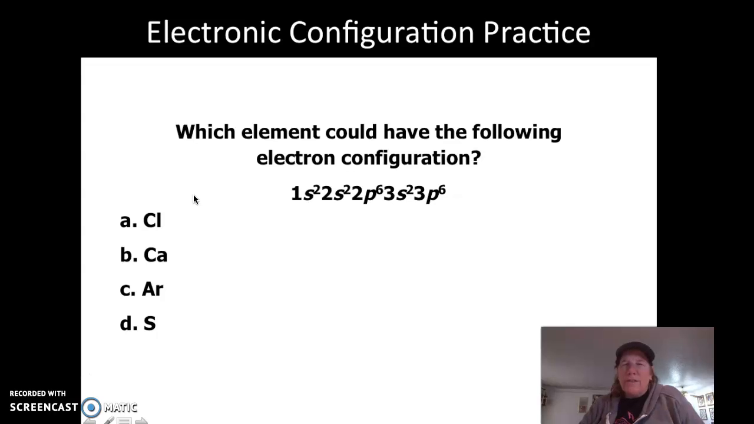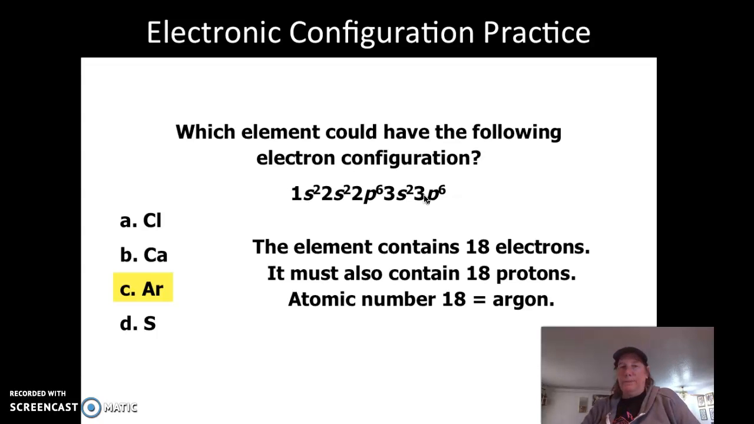Which element would have this configuration? It ends at 3p6. This is the easiest way to do it. You go 2, 4, 10, 12, 18. The atomic number 18 is argon. Okay, that's the easiest way when you're trying to find an element: just add up the exponents and that equals the atomic number. You can go to the column, but sometimes they get a little messed up. Just add the exponents; it's by far the easiest way to do it.